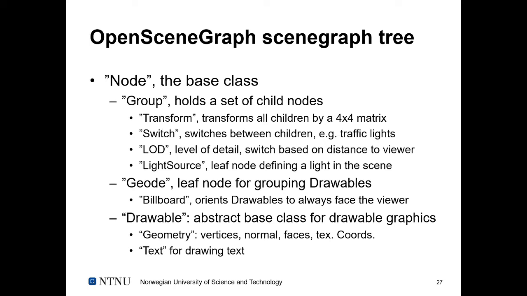You also have a geode, which is basically short, I think, for geometric node. It's a leaf node always in OpenSceneGraph, and it's basically a leaf node that groups drawables. So drawables are basically contained in this geode, and they are basically abstract base classes for drawing graphics. So they contain your geometry, you know, vertices, normal faces, texture coordinates, and so on and so forth.